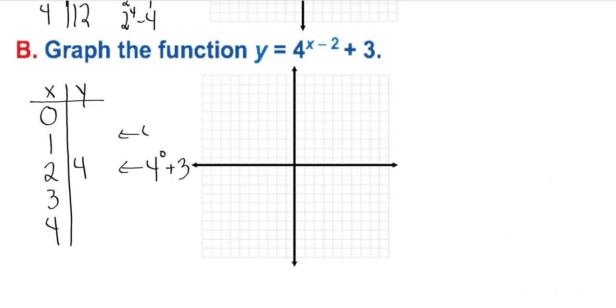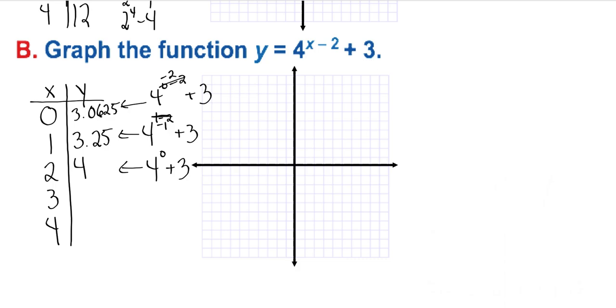So this one would be 4 to the 1 minus 2 plus 3. So that's a negative 1 up top, which is a quarter. So 1/4 plus 3 is 3 1/4, so 3.25. And then this one, this would be 4 to the 0 minus 2 plus 3. So that's a negative 2 there. So that's 1/16 plus 3. So 3 1/16. And we'll get a decimal for you. 3.0625. And you don't have to have all those decimal places, that's fine. But you can kind of see we're getting close to 3 here, which should match up with that because that's our asymptote.